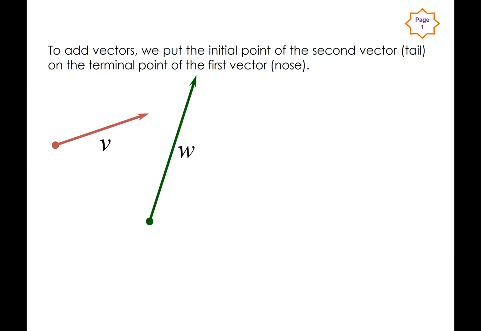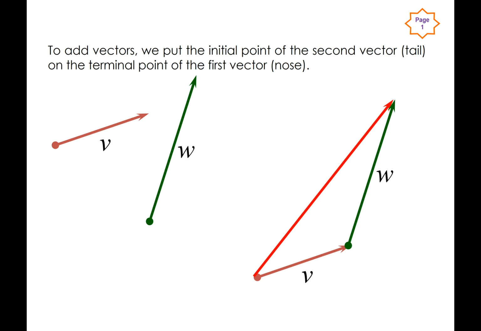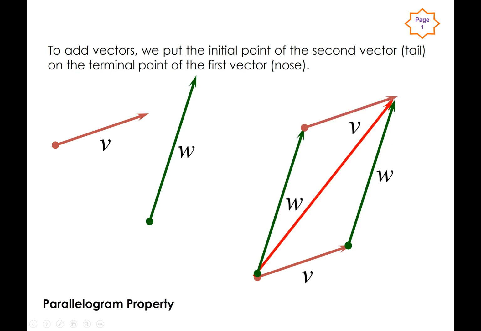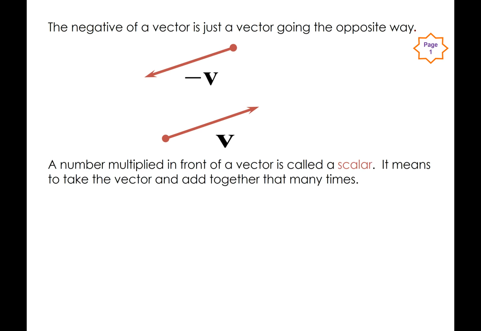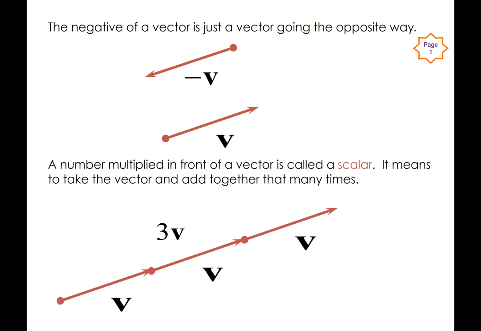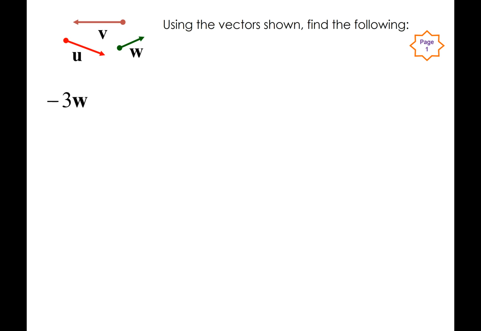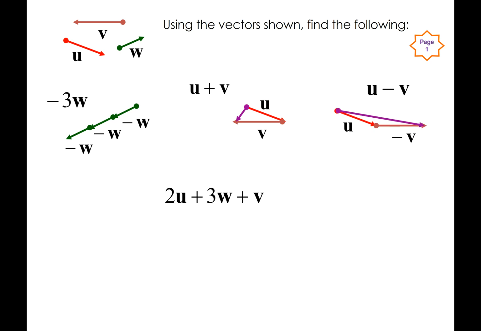We know about our vector addition. So we know that if we want to add two vectors, then we can use our parallelogram property. And again, that's all from Year 11. We know that if we have the opposite of a vector or the negative of a vector, that's just the vector going in the opposite direction. And we know that we can multiply our vector by a scalar. There's a couple of examples here which we won't necessarily go through because I'm just mindful of how long this video will be.